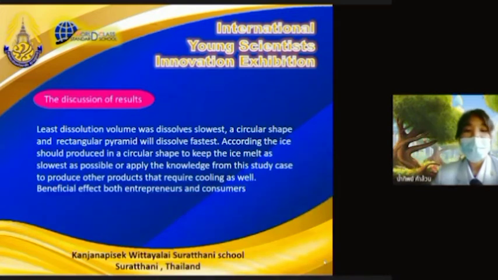The sphere and rectangular prism melt the least, accordingly. Ice should be produced in a spherical shape to keep the ice melting as low as possible, or the knowledge from this study can be applied to produce other products that require cooling as well. It is beneficial to entrepreneurs and consumers.